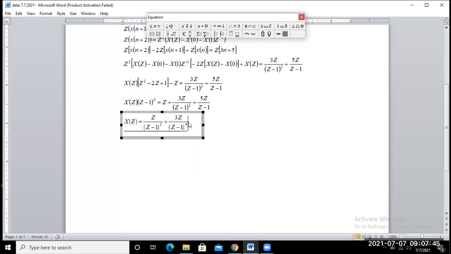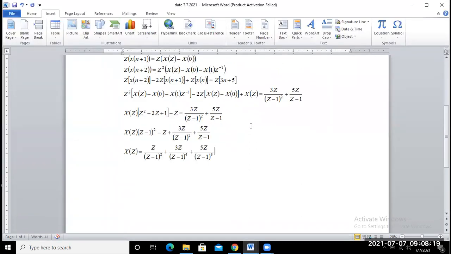And the third term is your 5z by z minus 1 whole to the power 3. So 5z by z minus 1 whole to the power 3. Now you just simplify this equation.